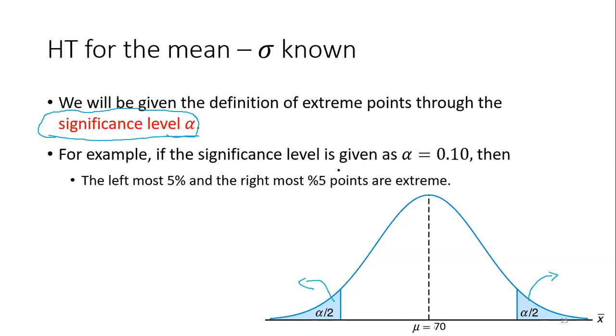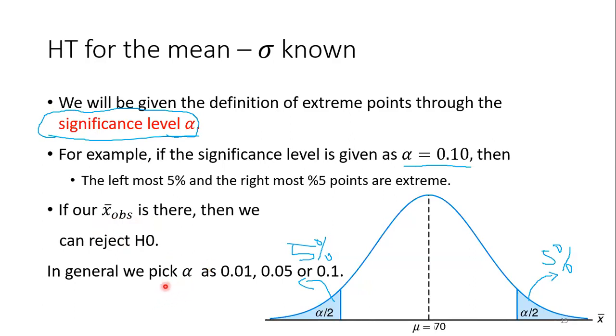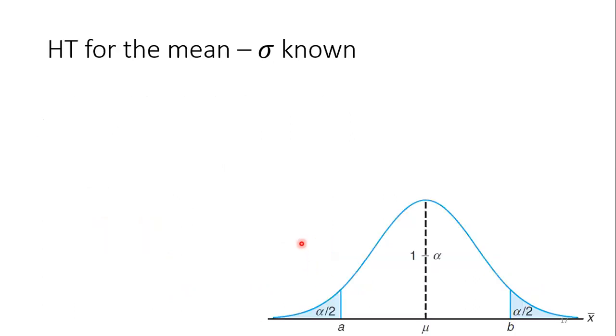For example, if the significance level is given as alpha equal to 0.10, it means that you leave an area of 5% to the right and an area of 5% to the left, and the observed x bars that fall into this region or this region are extreme values, which make me reject the null hypothesis. So if our x bar observed is there, then we can reject H0. In general, we pick alpha as 0.01, 0.005, or 0.1. These are the general values.